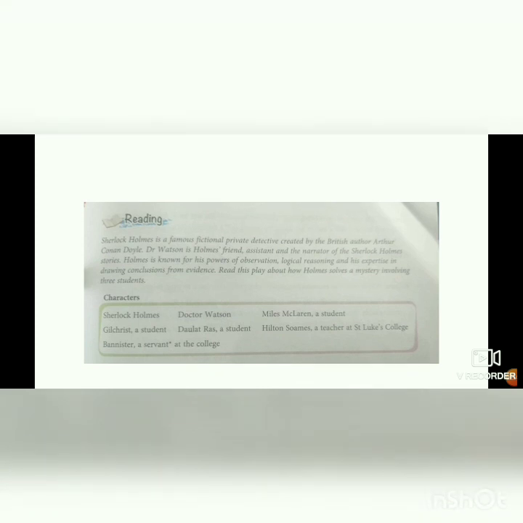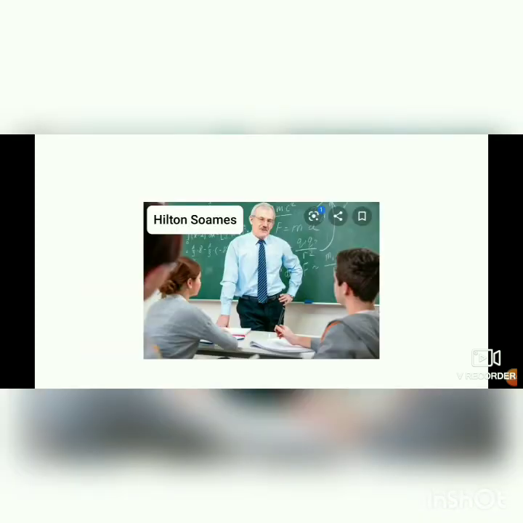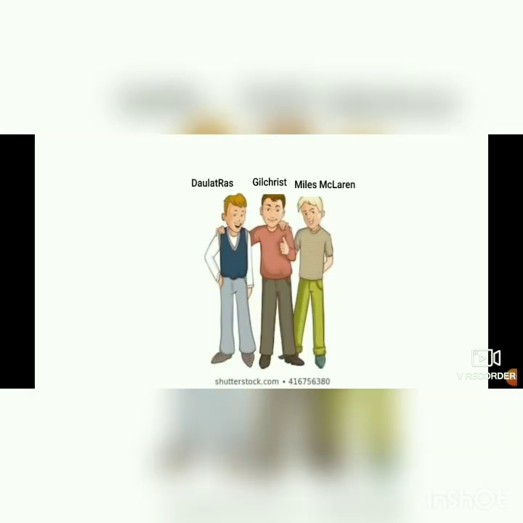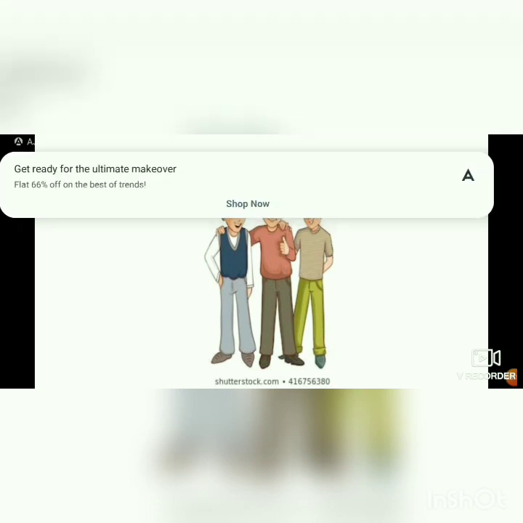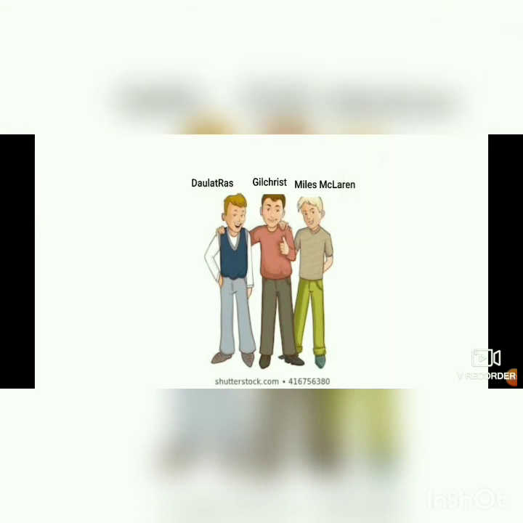Now, I'm going to tell the story in brief because I'm not going to reveal the climax of the story, so that you don't lose that excitement to know what had happened in the story. So, I'll just give you a brief description of the story. Hilton Soames, who was a teacher at St. Luke's College, and these are the three students, Dowlatrus, Gilchrist, and Miles McLaren, who live upstairs of the teacher's house. That means Hilton Soames' house.